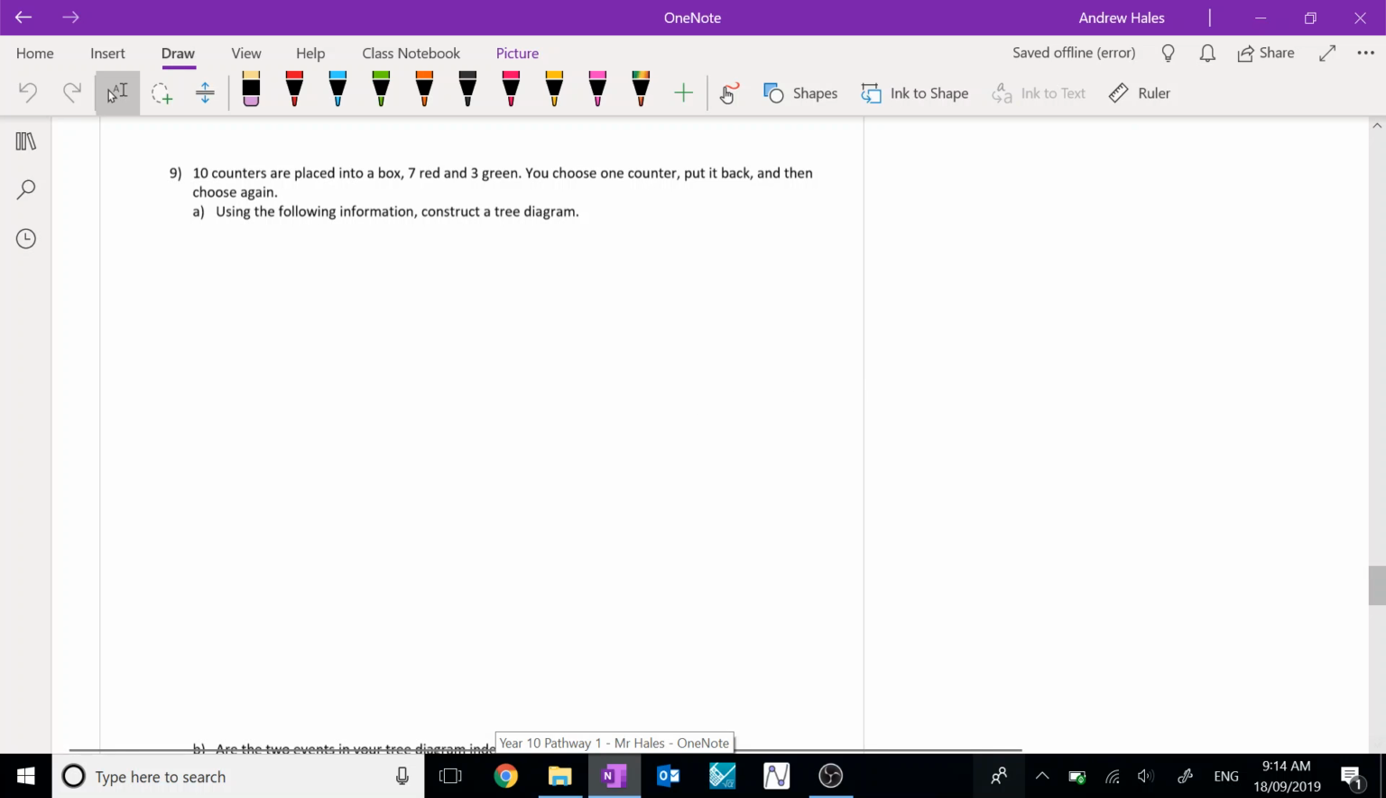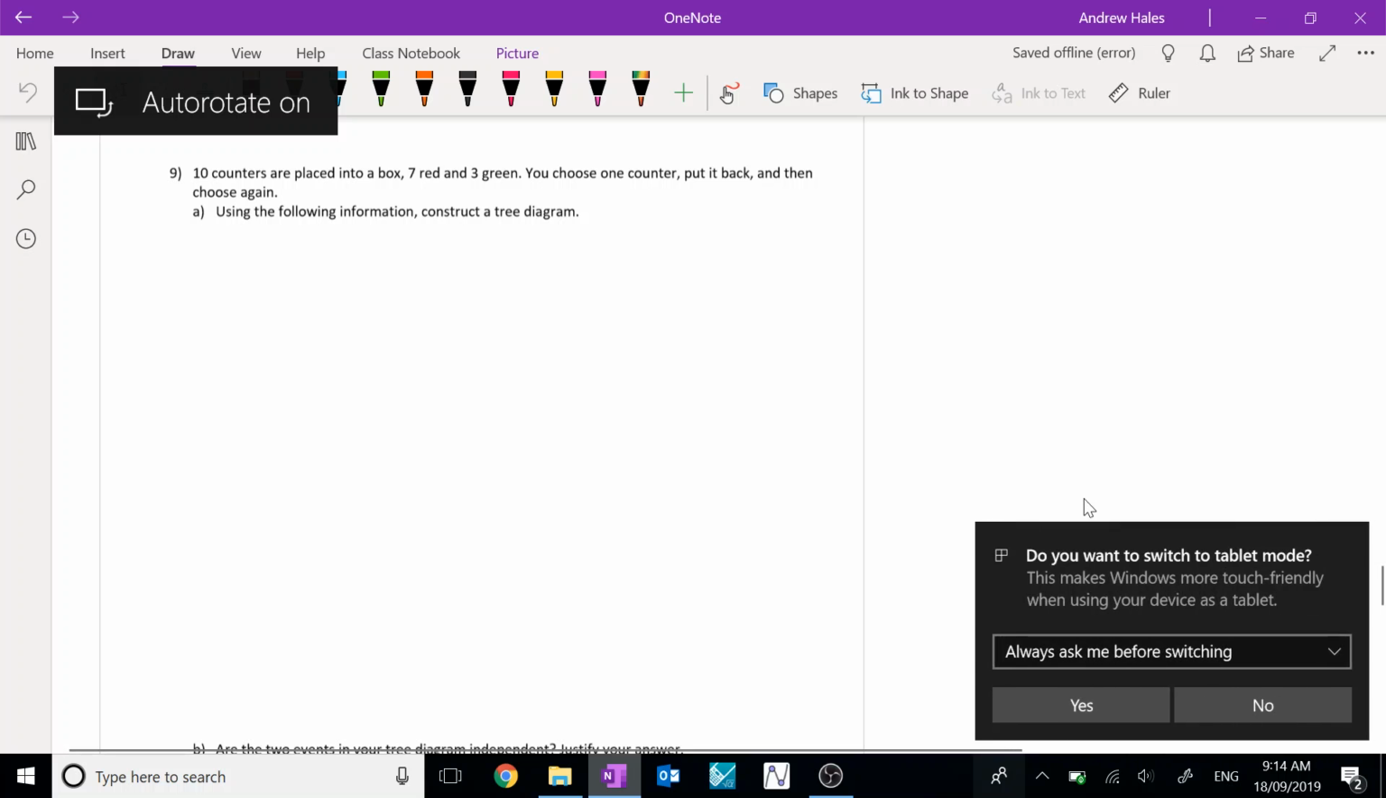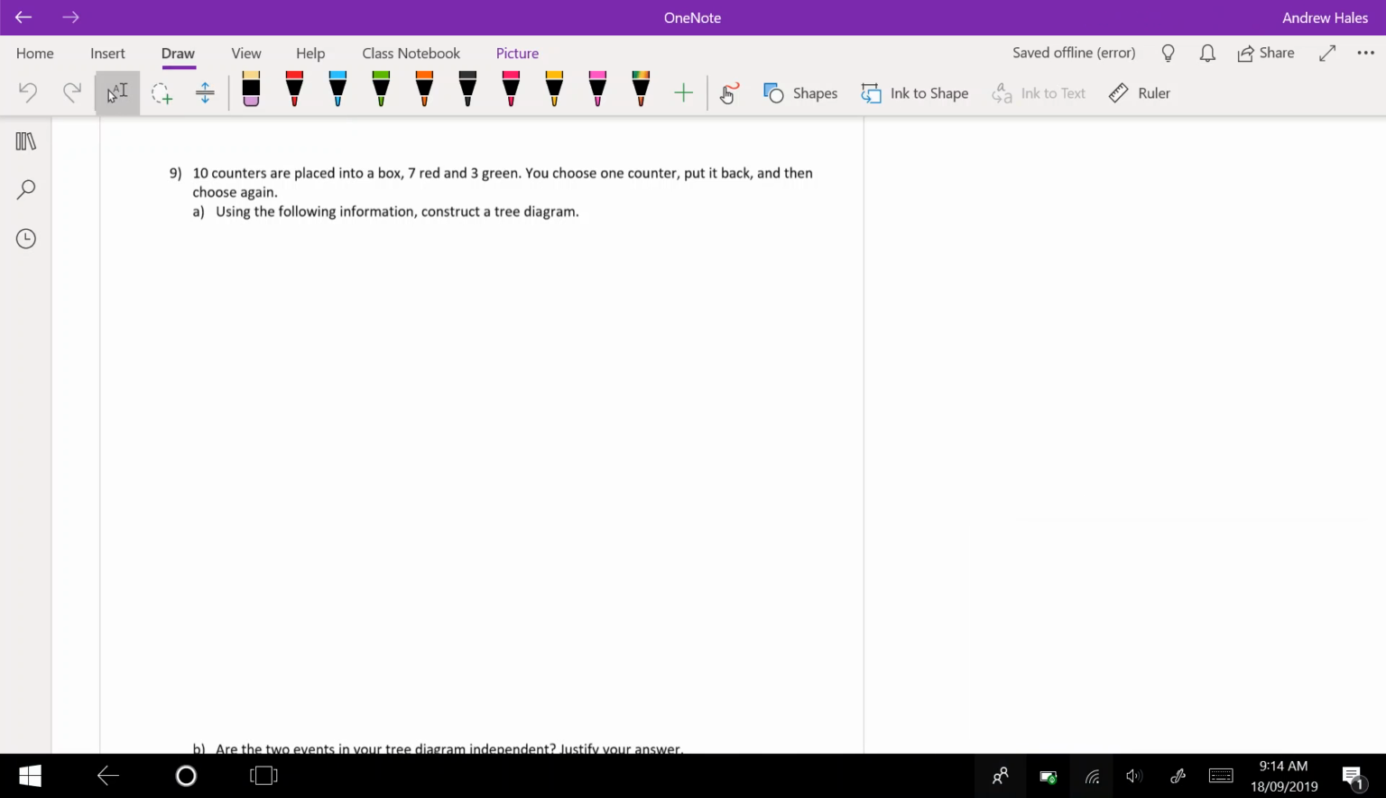Okay, so we've got 10 counters and they're placed in a box. 7 of them are red and 3 of them are green. We're going to choose a counter, put it back, and then choose again. With this information, we need to now construct a tree diagram.